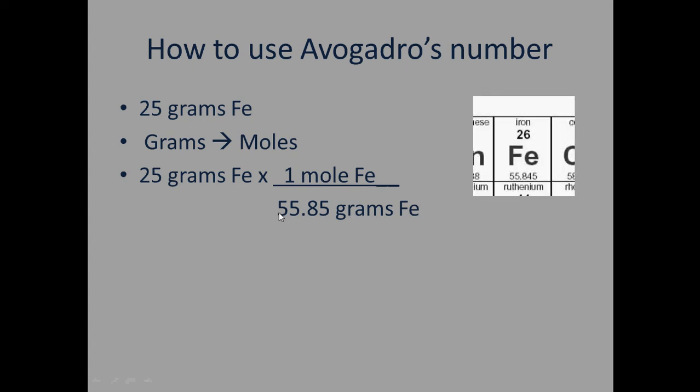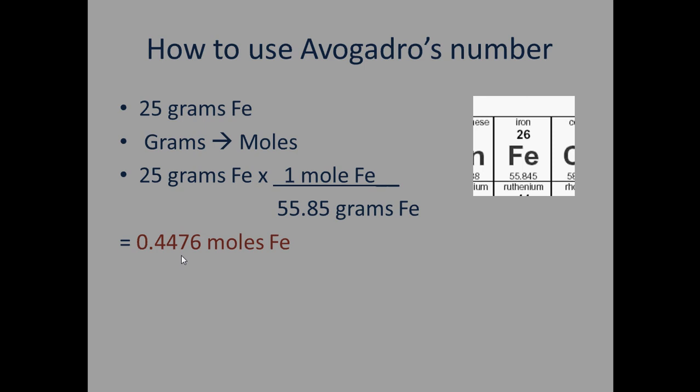The reason we use 55.85 is because that's the molar mass of iron. You can find that right off the periodic table. All you have to do is take this bottom number, it's called the molar mass, and that gives you the conversion factor number you need to convert whatever element you're working with. In this case, we're dealing with iron, so we use the molar mass of iron, which again, right off the periodic table. So you plug this into a calculator, you get 0.4476, and now we have moles of iron.